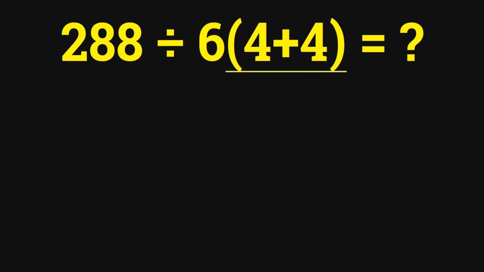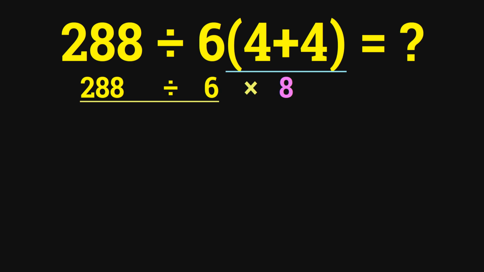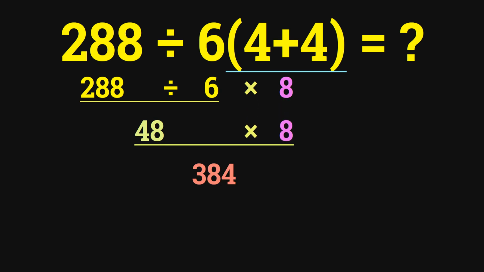So we will start with this parentheses. We have 4 plus 4 equals 8. So 288 divided by 6 times 8. Now we have this division and this multiplication. Let's take this division. 288 divided by 6 gives us 48, times 8 gives you 384. So this was our final answer to this problem.